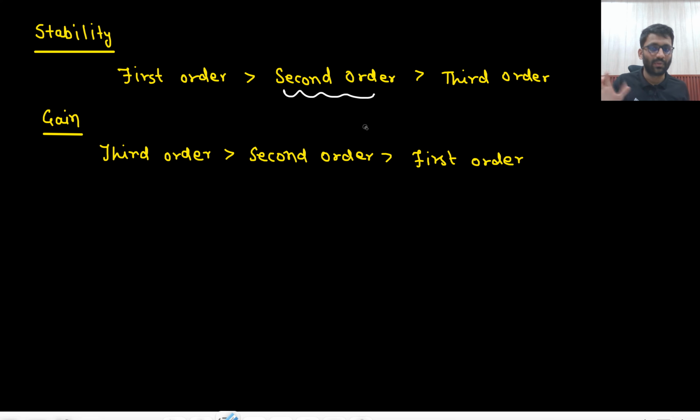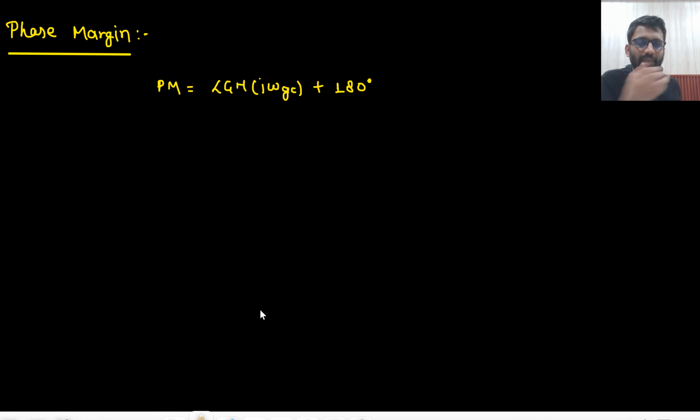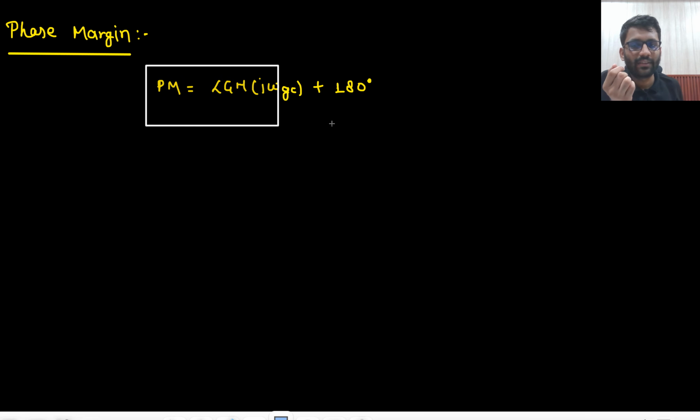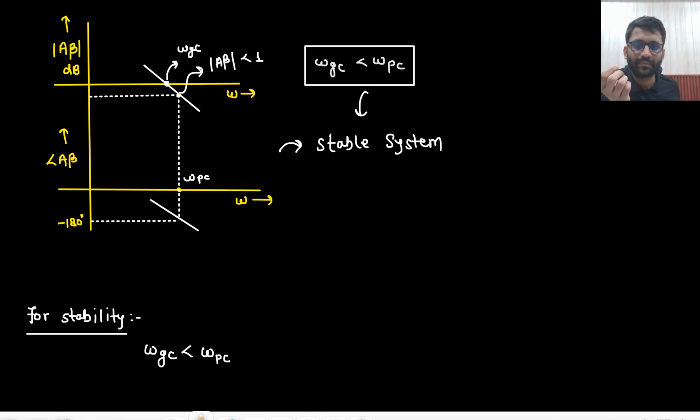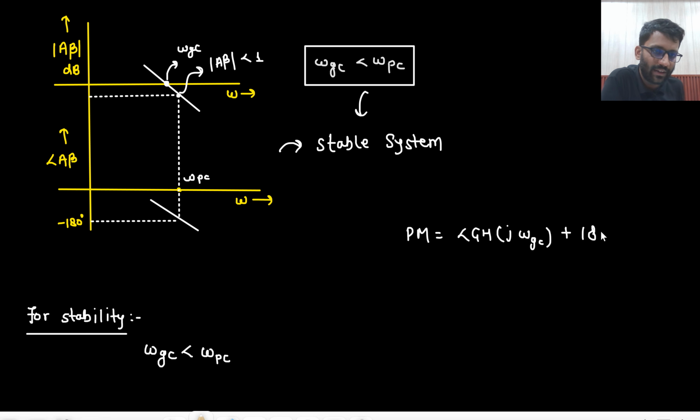So all the advantages and disadvantages, how we are going to analyze everything, we have seen. Sometimes this term is also used, that is phase margin. So what do you understand by phase margin? This is the formula, but why did this formula come, what is the meaning of that? Let's understand that with this example. What I have written there, my phase margin is angle of GH at omega GC plus 180 degree. This is my phase margin.